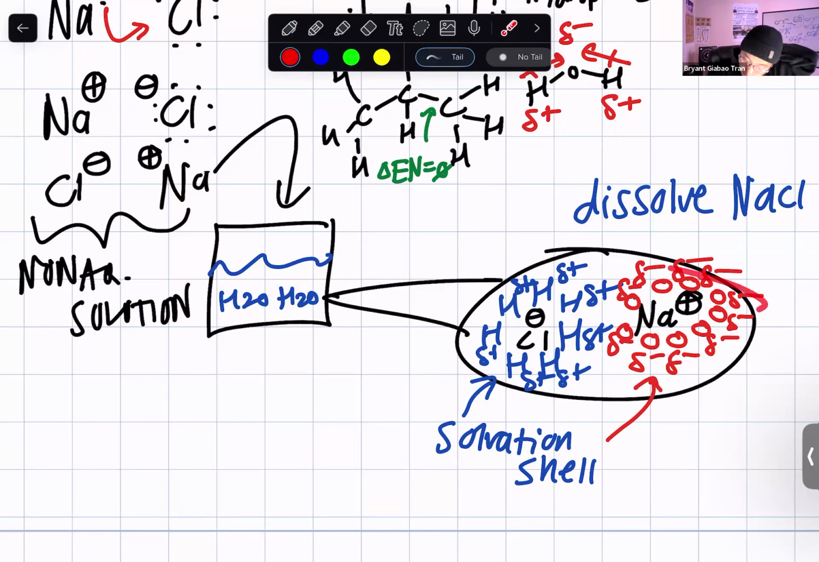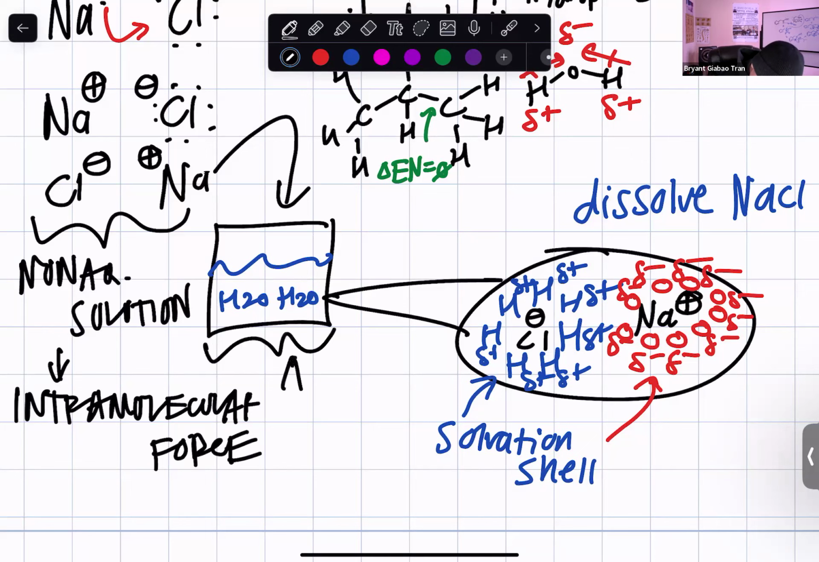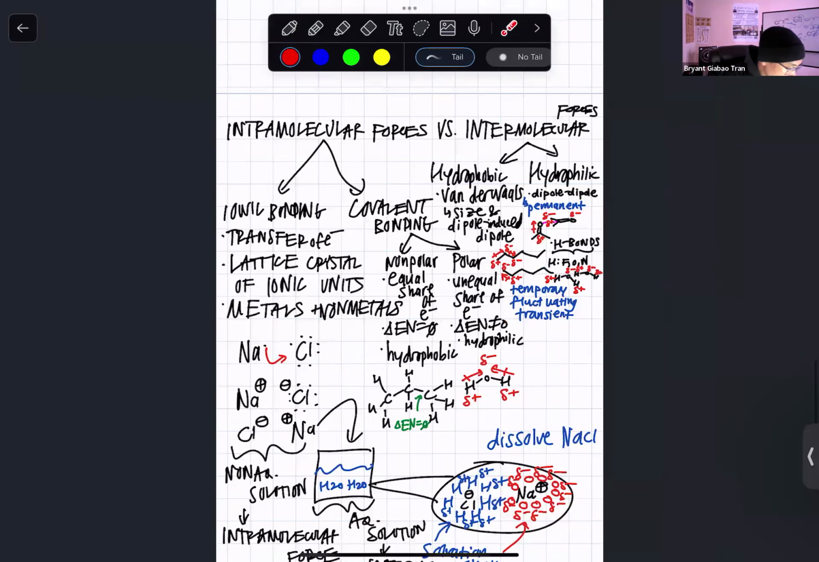Now, this is now considered an intermolecular force in an aqueous solution, right? Non-aqueous solution, intramolecular force. Aqueous solution, intermolecular force, right? Okay, so that's going to be talking about the differences between intramolecular force versus intermolecular force.